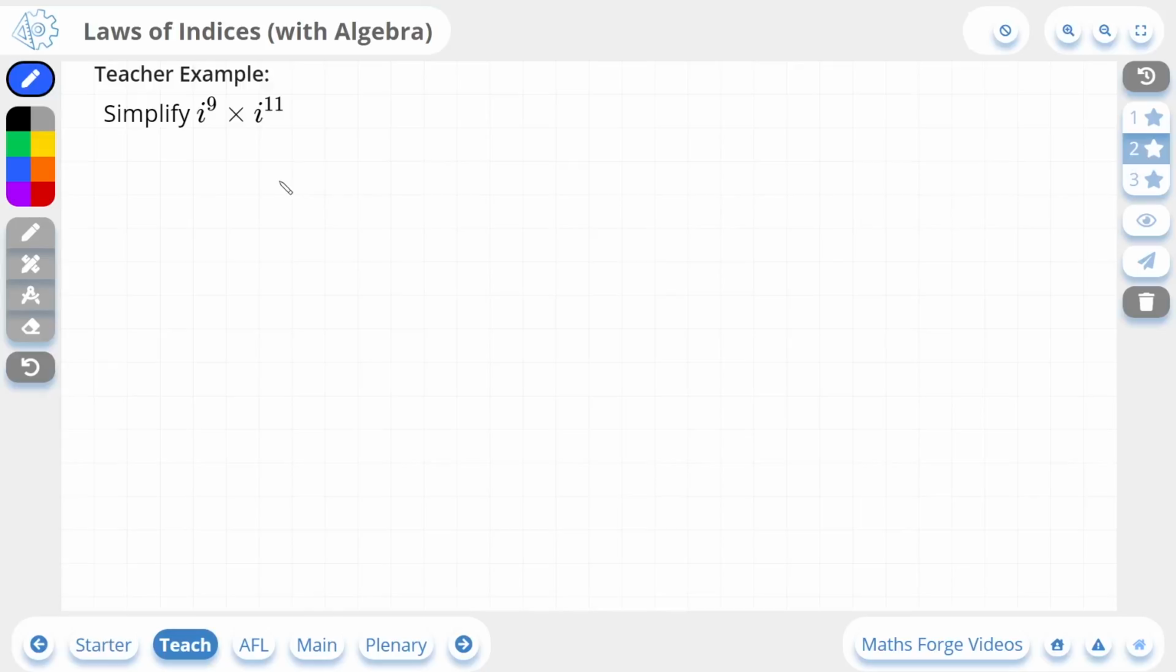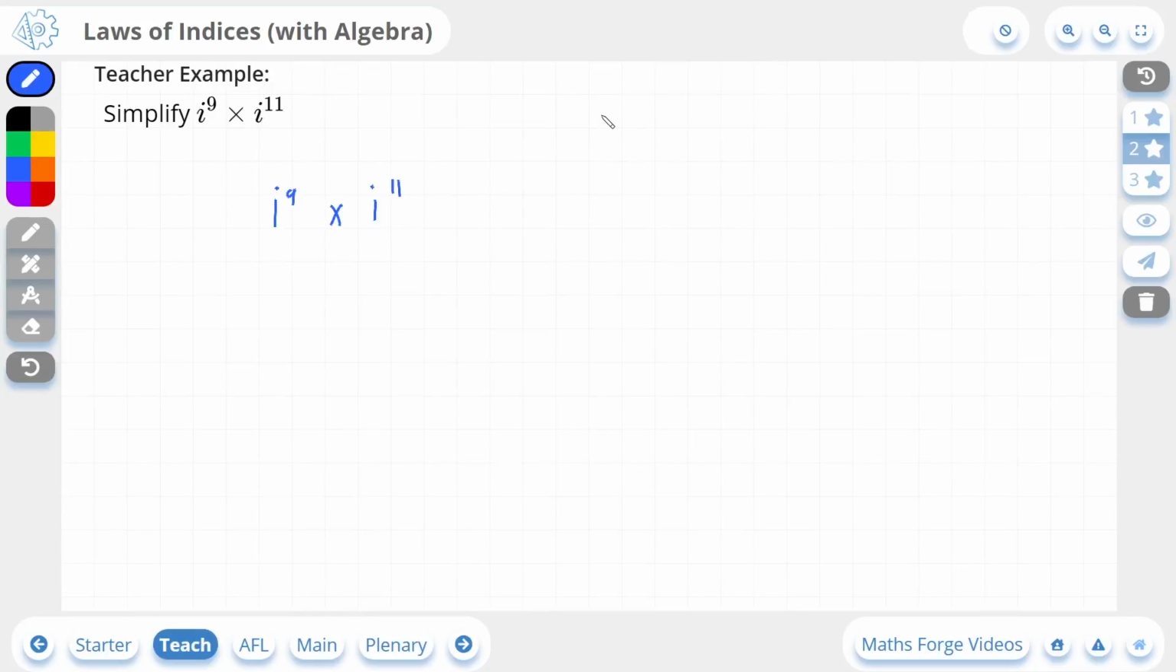Here we're being asked to simplify i to the power of 9 multiplied by i to the power of 11. If you are multiplying two base values, and the base value is the i's, the variable at the bottom of this term, if you are multiplying the same bases together, you simply add their powers.